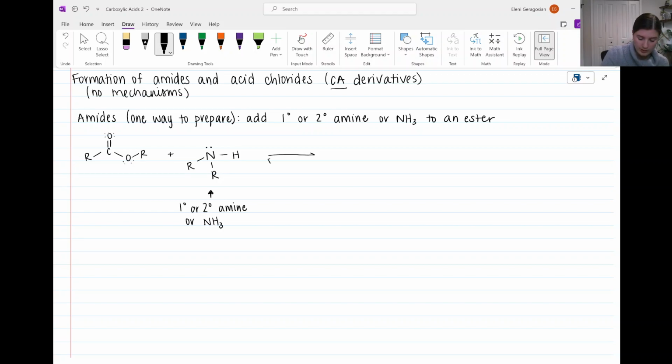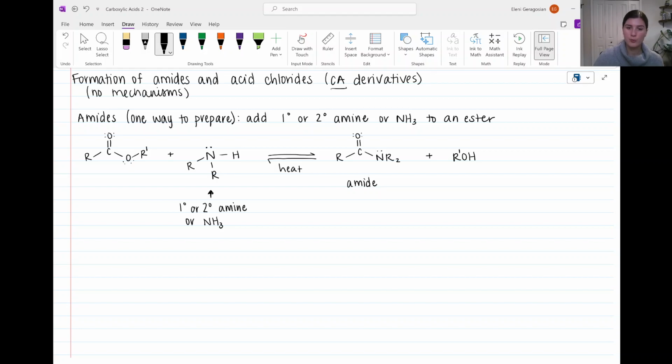This is a reversible reaction. It's in equilibrium. If we add heat, that will promote the forward reaction. And we produce an amide. And an amide has a carbonyl. Now that carbonyl carbon is bonded to the nitrogen, and then the two R groups that were bonded to that nitrogen. So this is an amide. And then our byproduct is an alcohol. The alcohol carbon chain, we'll label that as R prime, came from the ester, so that R group on the ester, and the oxygen from the ester.